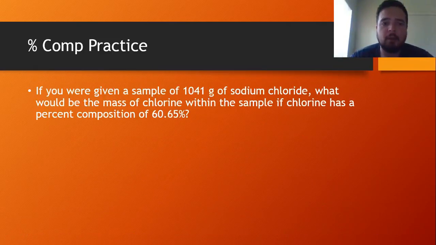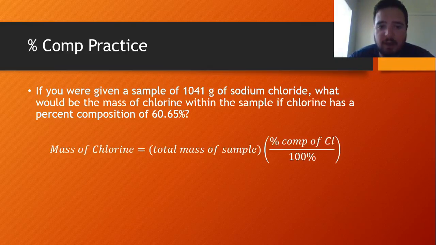All right, so in this one, if you were given a sample of 1,041 grams of sodium chloride, what would be the mass of chlorine in the sample if chlorine has a percent composition of 60.65? Okay, so what I have to ask myself is that the mass of chlorine is equivalent to the total mass of the sample, okay, times the percent composition of chlorine divided by 100%.